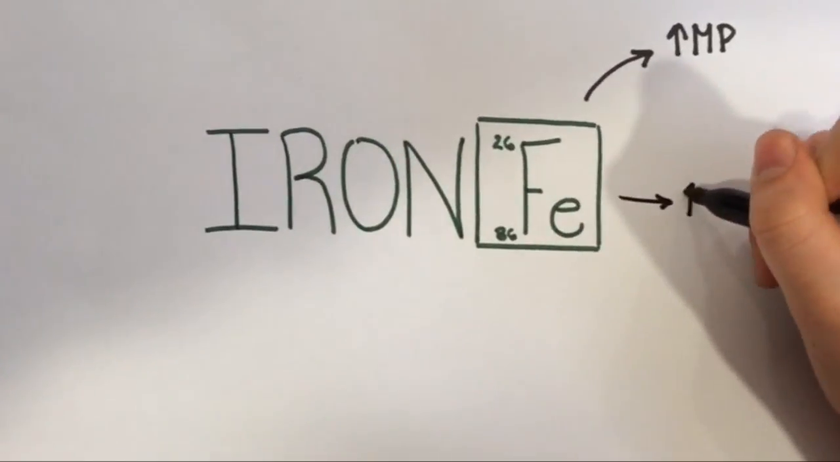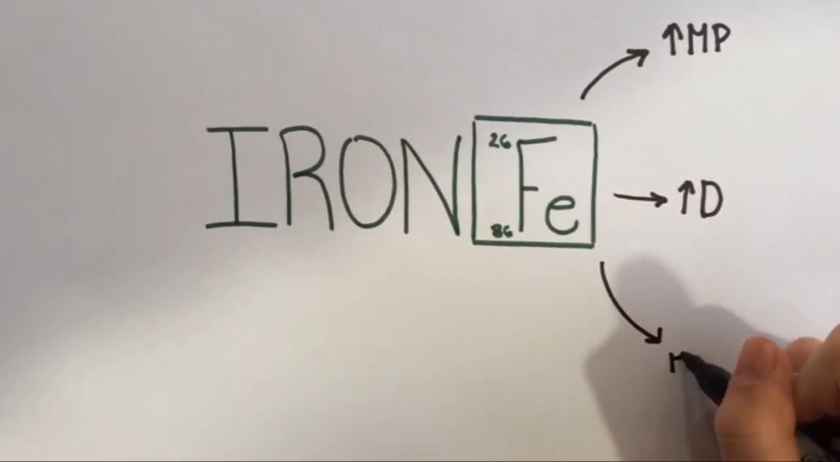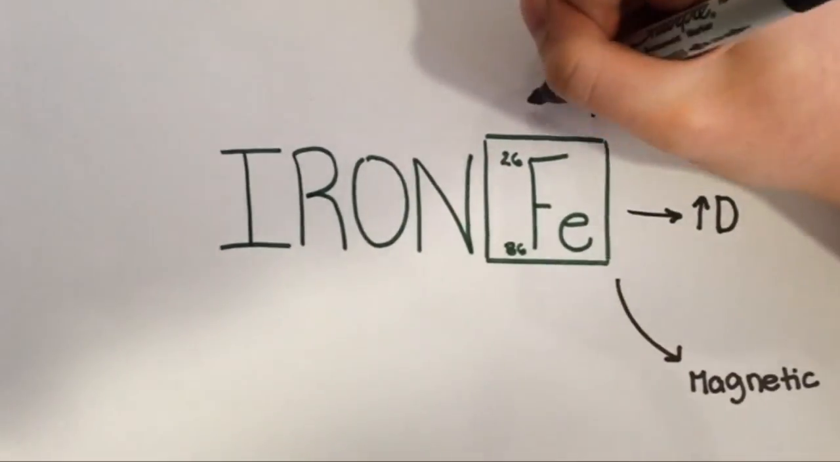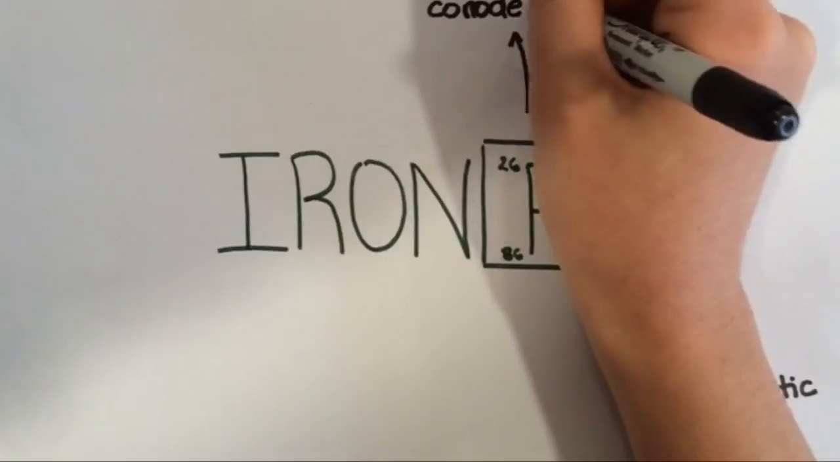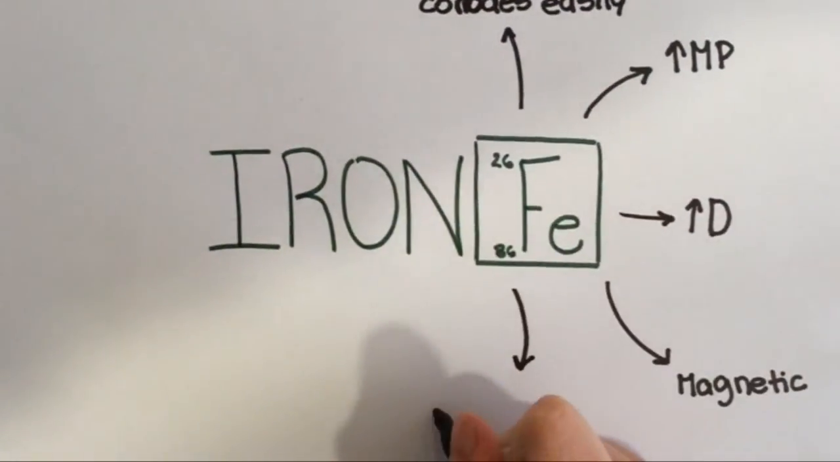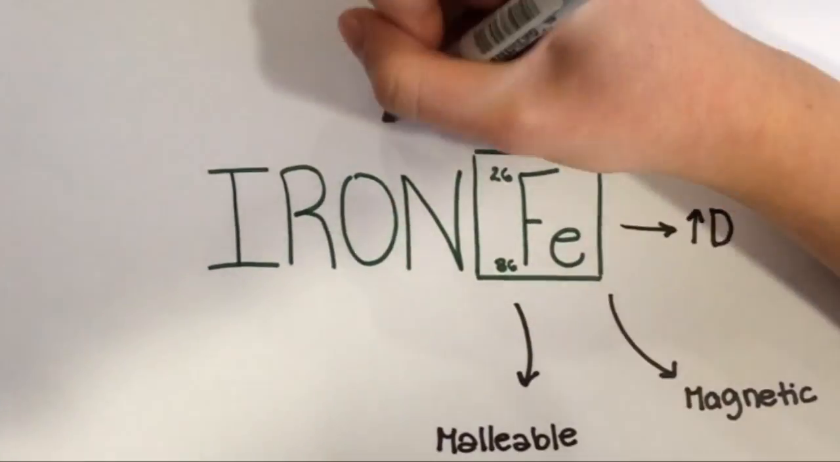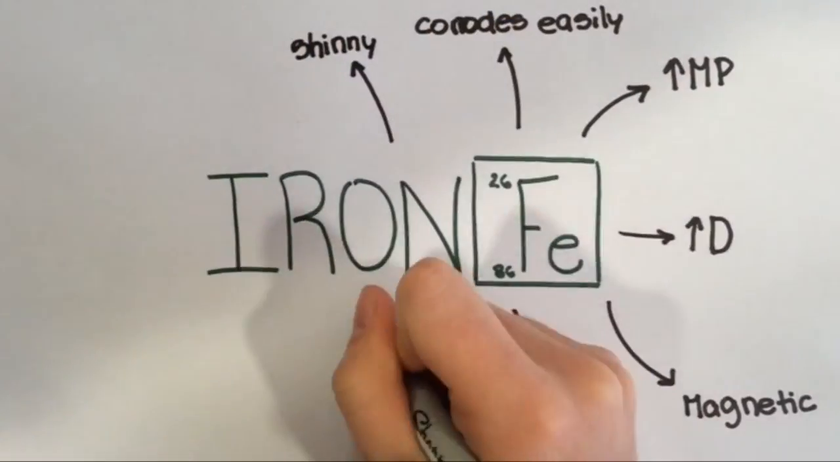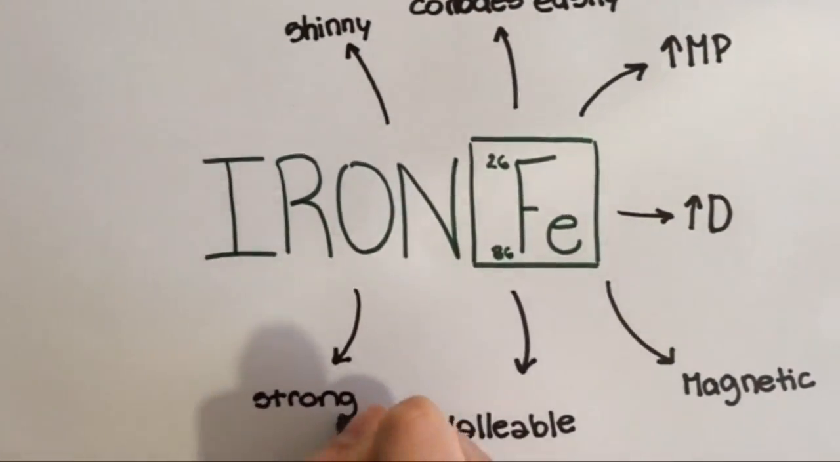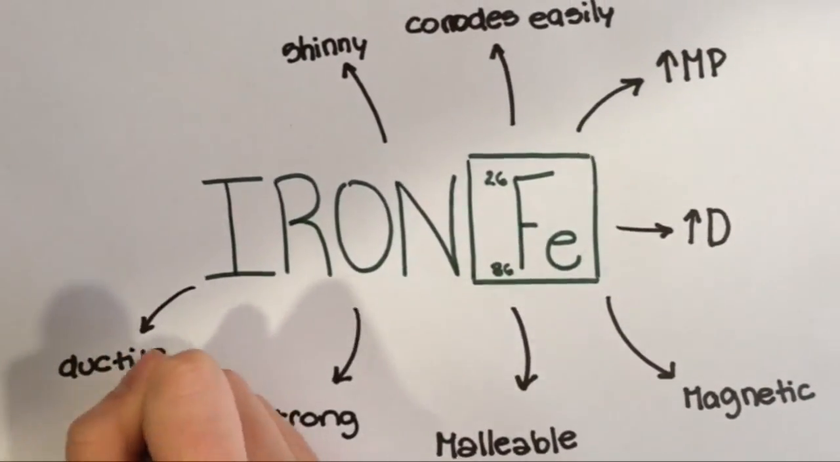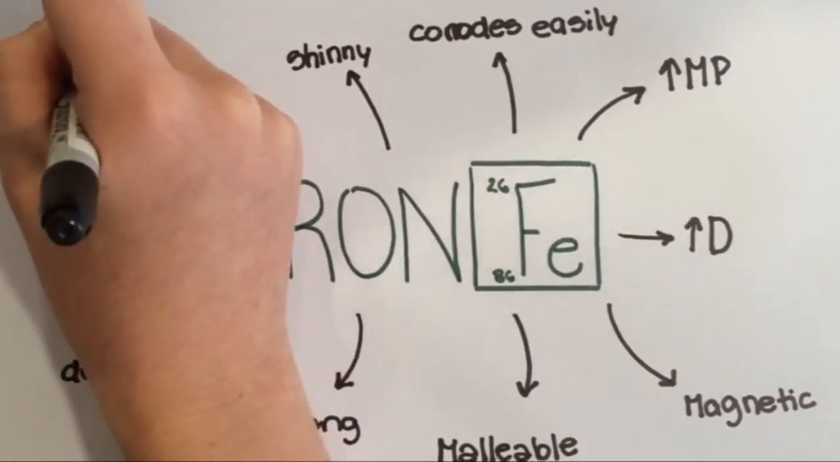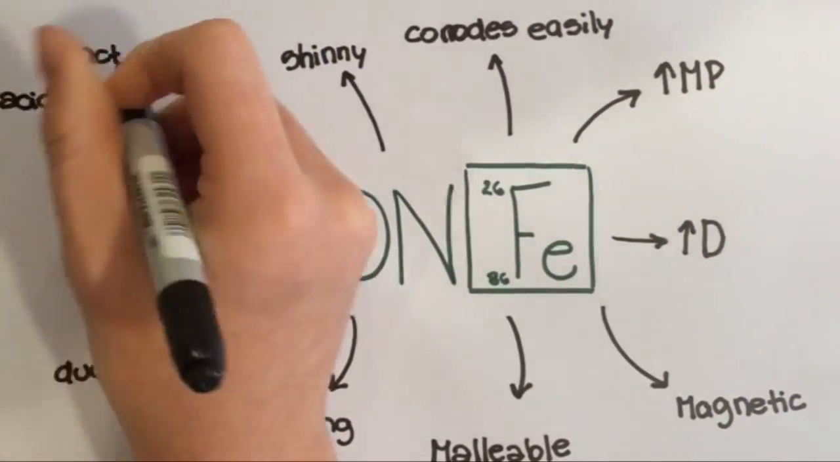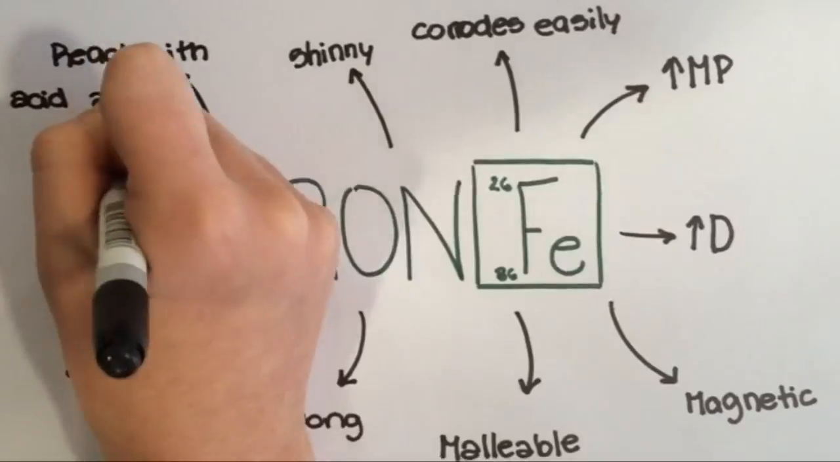Some properties of iron are that it has a high melting point, high density, it's magnetic, it corrodes easily, it's malleable, it's shiny, it's strong, it's ductile, and it reacts with acids.